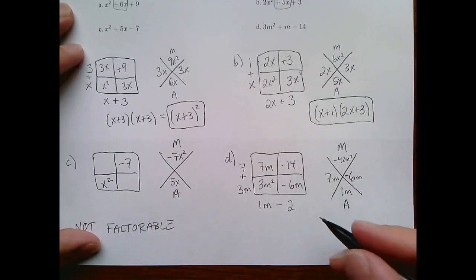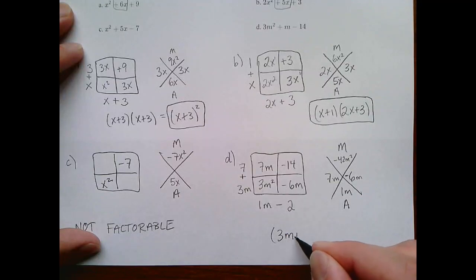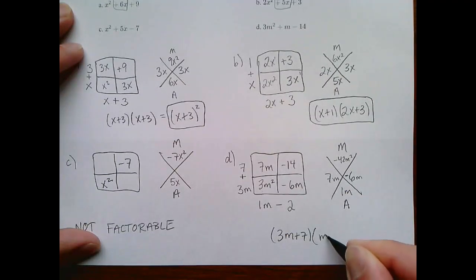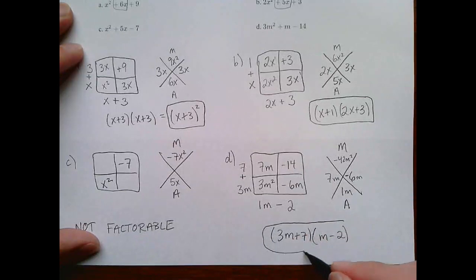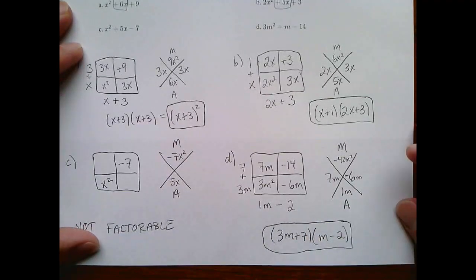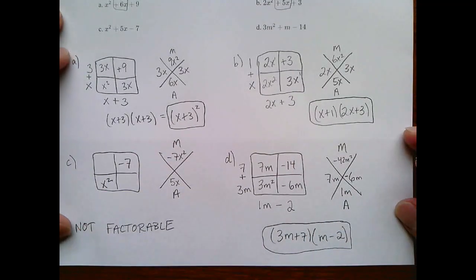So in this case, my final answer will be 3m plus 7 times m minus 2. Now, does the order that I multiply these two things matter? It doesn't. Remember, when you multiply two things, the order doesn't matter. I could flip-flop this. I could write m minus 2 times 3m plus 7 and still be totally correct.